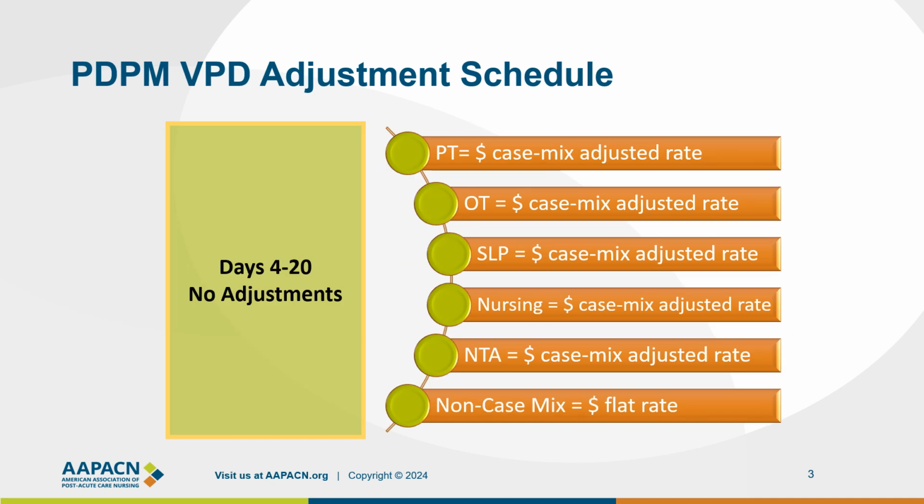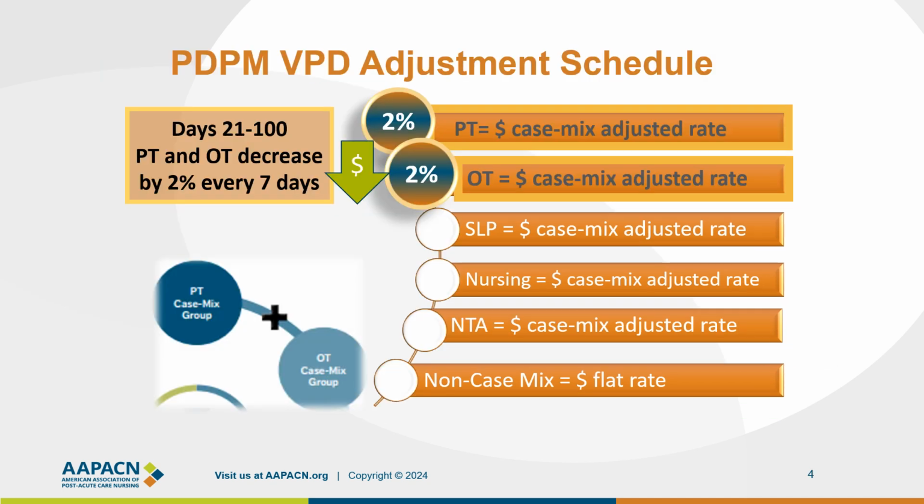So whatever the case mix adjusted rate is calculated from the MDS, all 5 of those plus the non-case mix are going to be added together, and that's going to get us our daily rate for days 4 through 20. Starting on day 21, the PT and OT component are going to start decreasing.